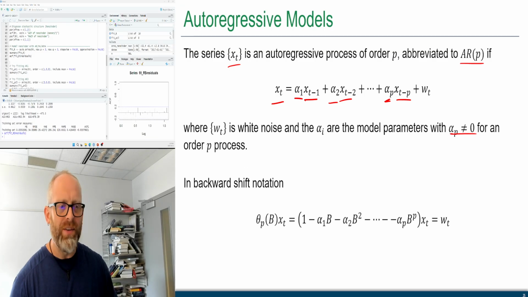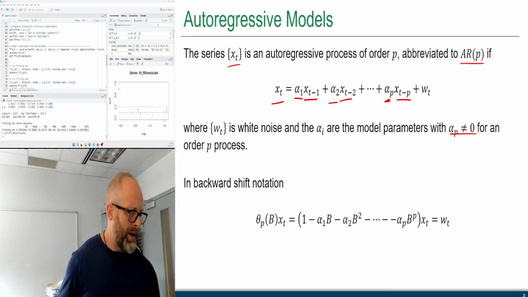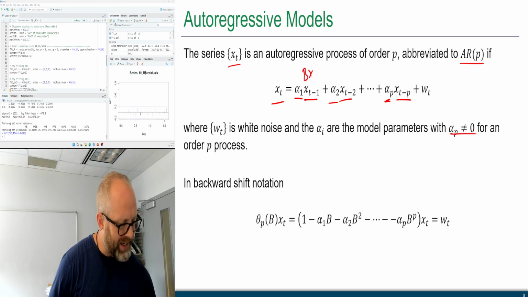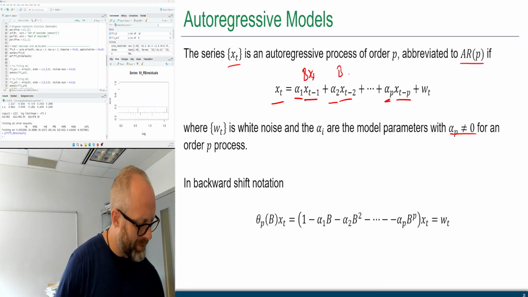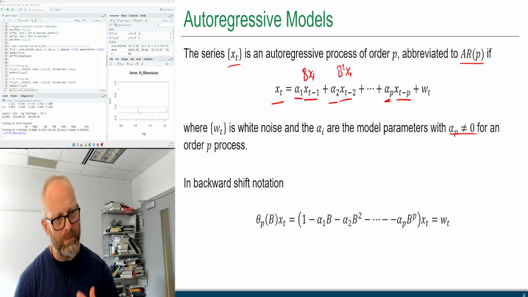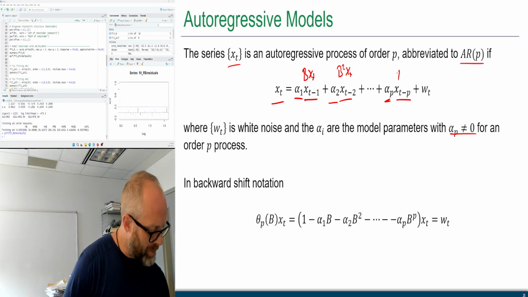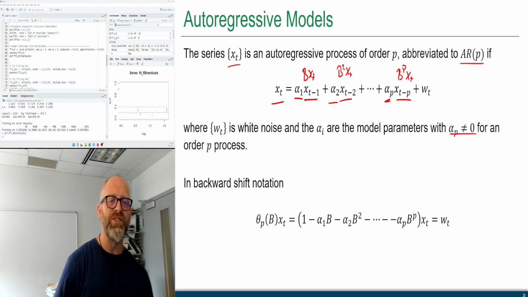Now, in backward shift notation, again, I can take each one of these and rewrite this. So this is x sub t minus 1. I could rewrite this as b x sub t. T minus 2, I could write as b squared x sub t, because it takes x sub t and brings it back 2 spots by applying that backward shift operator twice, all the way up to b^p x sub t, which again takes x sub t and brings it back those spots.